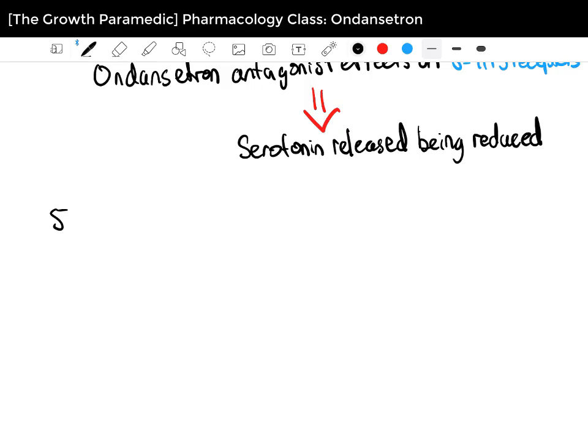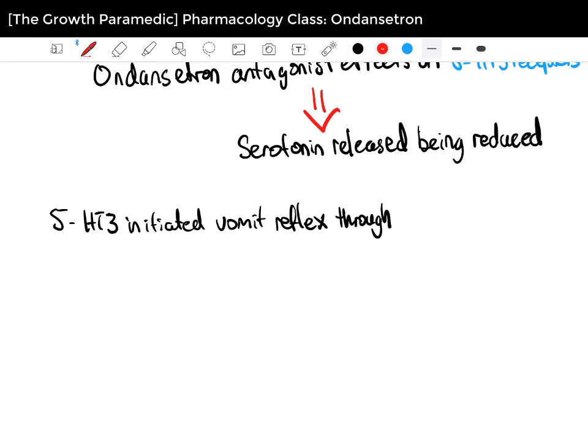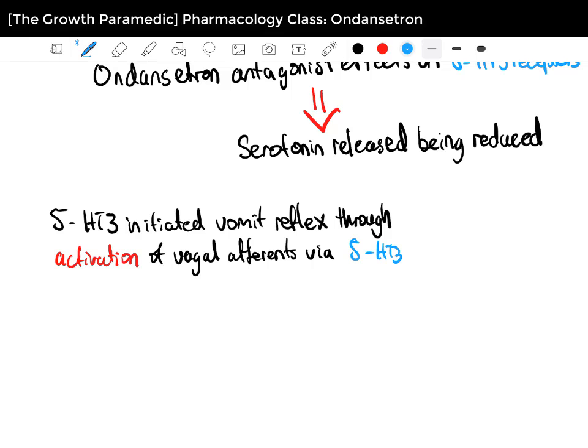5-HT initiated vomit reflex through activation of vagoafferents via, now this might be a bit wordy, I do apologize, via 5-HT3 receptors may be blocked by ondansetron administration.